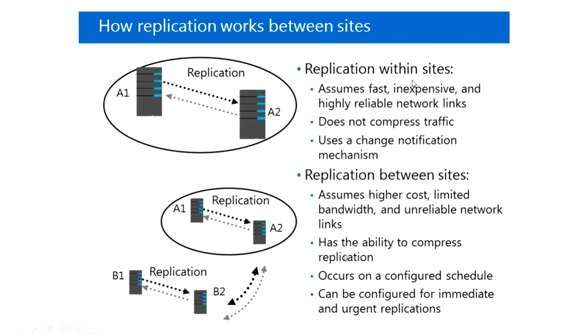And we can configure for immediate and urgent replication. So on demand, if we are making some changes and we need them to work immediately, then we need to run the manual replication so that the changes will be applied to the domain controller, and the users can access it immediately.